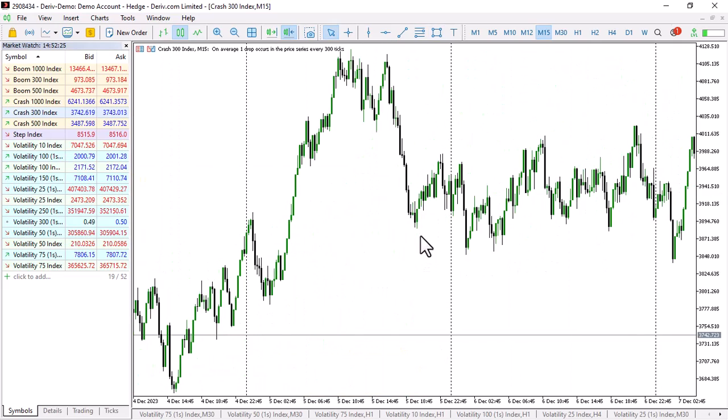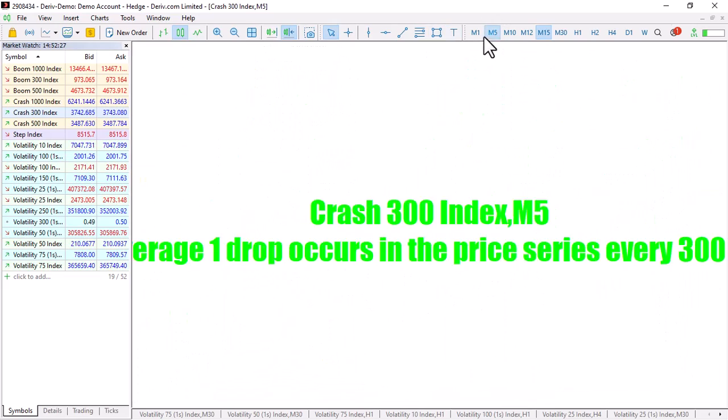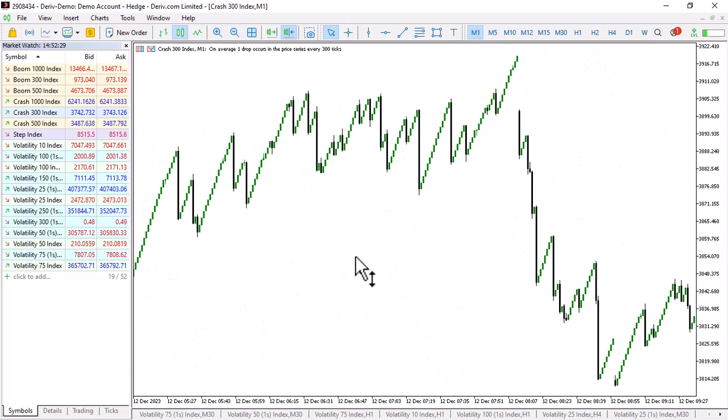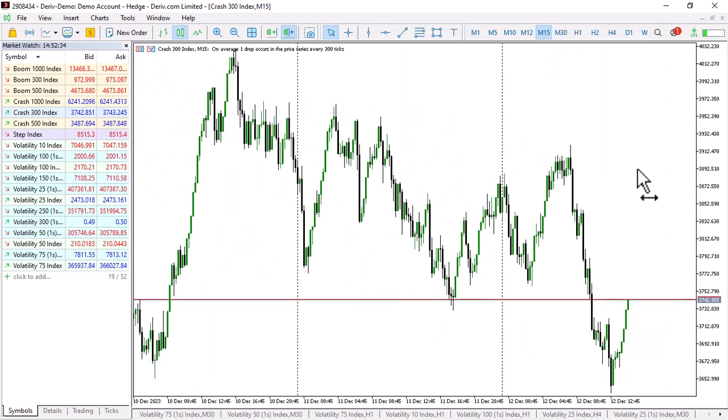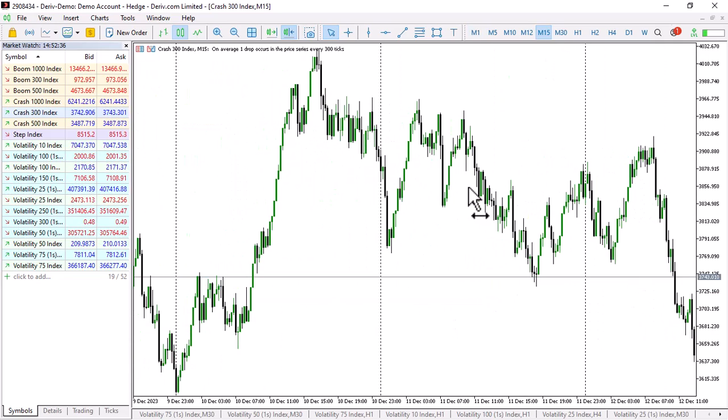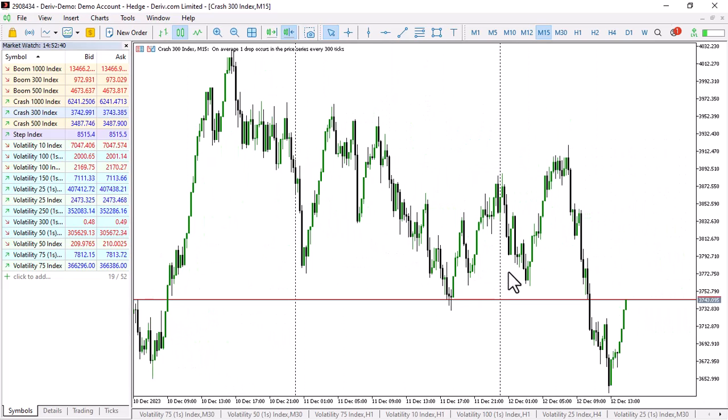If you go to the M1, Crash will look like this. But if you don't understand this, I recommend that you go to the M15, where you are going to find some decent charts so that you can trade these indices. The other thing about these Deriv indices is that you can trade 24/7, which means you can trade even during the weekend. So you have a lot of opportunities to look at and a lot of trades to consider.